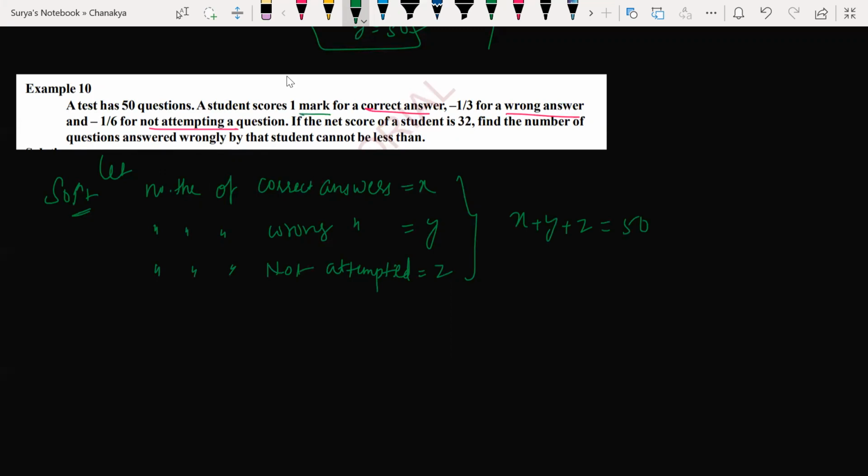Okay. And what has he given here? 1 mark for correct answer. So correct answer is x, right? So 1 mark. Wrong answer is what? y we took, which means minus y by 3. Wrong answer, right? Deduction. And not attempting also minus z by 6 is equal to 32. Cool. So what is the LCM here? 6. So this is 1 into x, so 6x you get here, minus 2y.